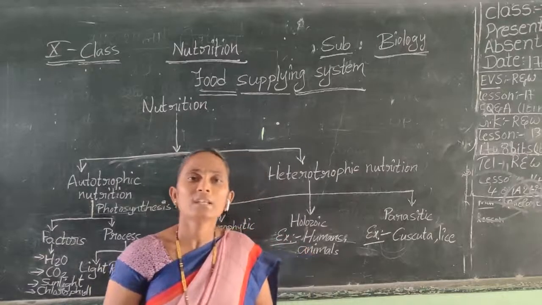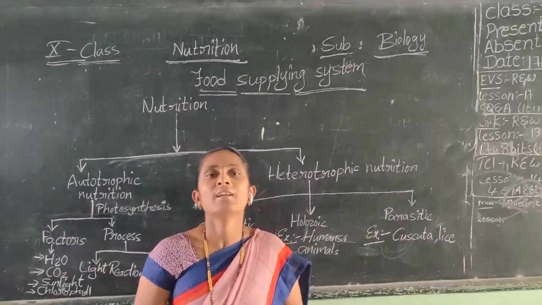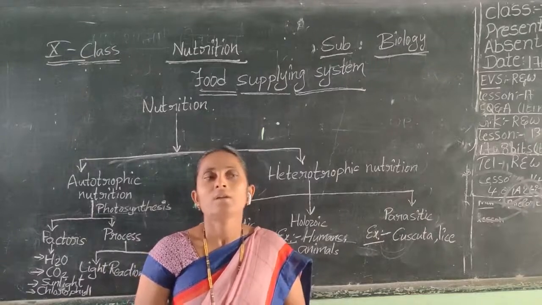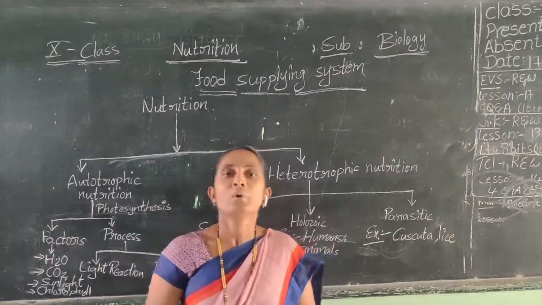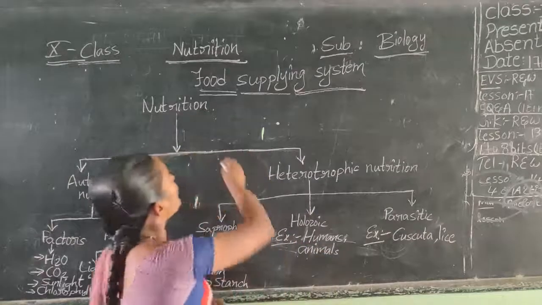And then along with this textbook part, we have to learn about 29 environmental topics, environmental science. Okay, so the first chapter is nutrition. I'd like to explain about the first chapter, that is nutrition.